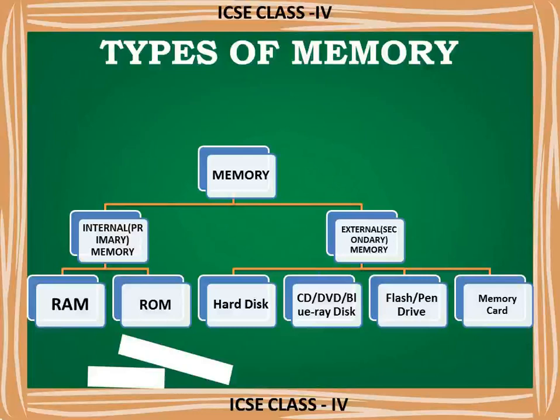In internal memory, again two parts, that is RAM and ROM. RAM is random access memory and ROM is read only memory. In external or secondary memory, some categories are given: hard disk, then CD, DVD, Blu-ray disc, flash drive or pen drive, then memory card. So these all are external memories. External memory is permanent. Permanent in a sense, we are not going to lose the data from this memory, this is secondary memory.